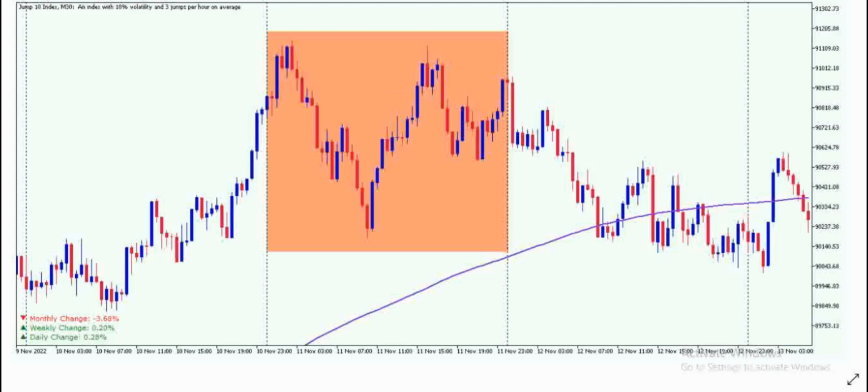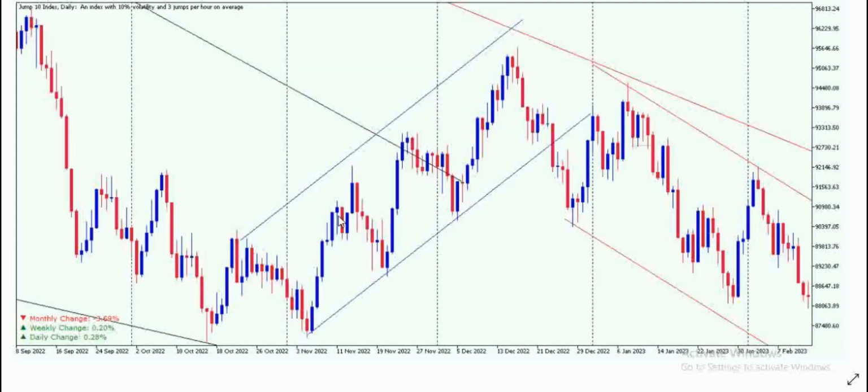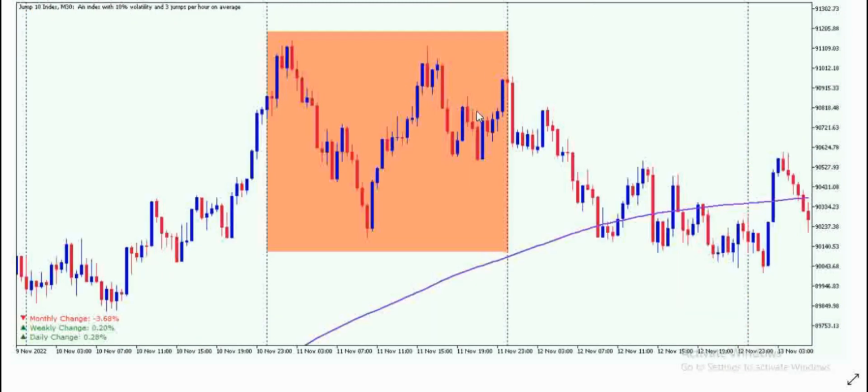Okay, we have a bullish pin bar there because we have different kinds of pin bar. We have a bullish pin bar, we have a bearish pin bar. This is also a bearish pin bar. We have price opening above and then closing below. So that's a bearish pin bar. But for this example, we have a bullish pin bar.